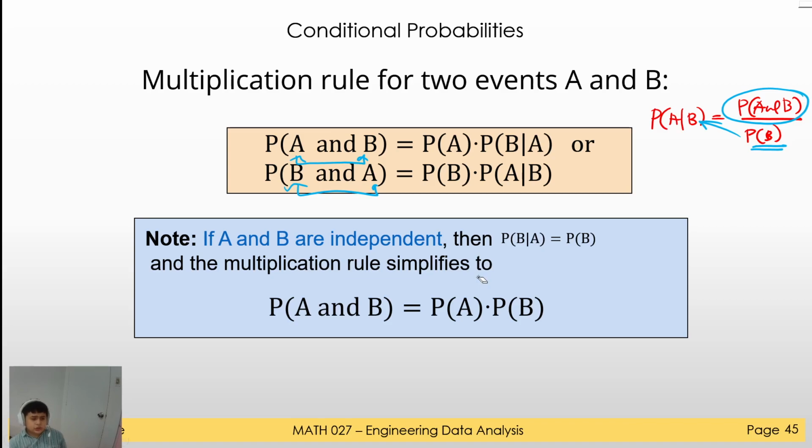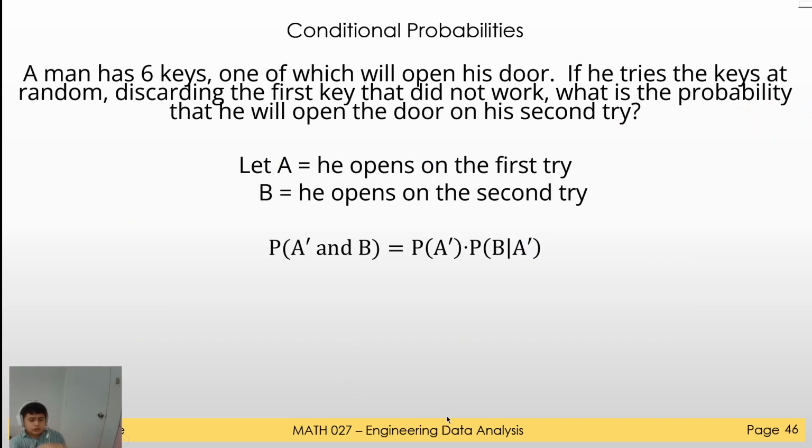Okay, so if A and B are independent, then the probability of A and B occurring will be the probability of A and the probability of B multiplied. So this is the multiplication rule. Kindly remember this.